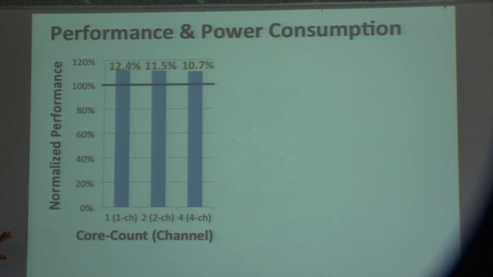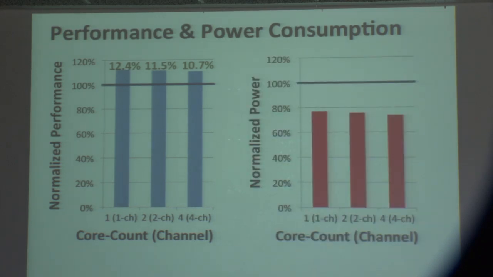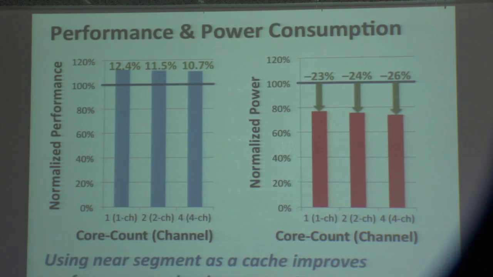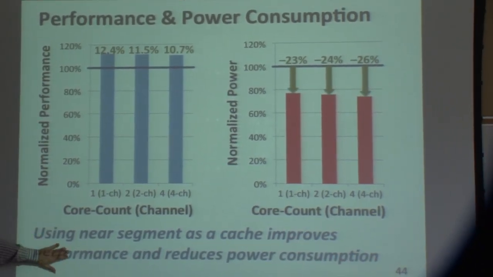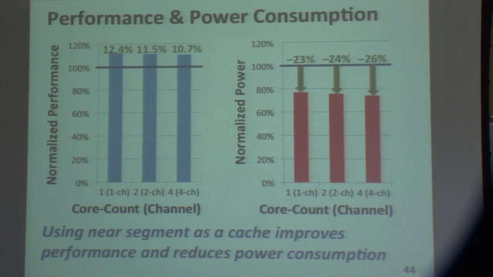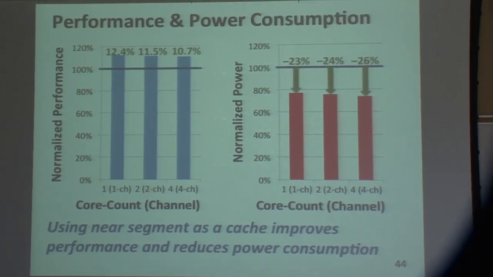And I don't believe that these results are the best results that you can obtain with management. Okay, and this is the normalized power also. So your power savings are high as well, because now you eliminate a lot of the latency, right? Well, actually, near segment is much more power efficient also. Right? Okay, that's the takeaway. Using the near segment as a cache improves performance and reduces power consumption. And maybe you'll have some other ideas related to how to manage this tiered latency DRAM.